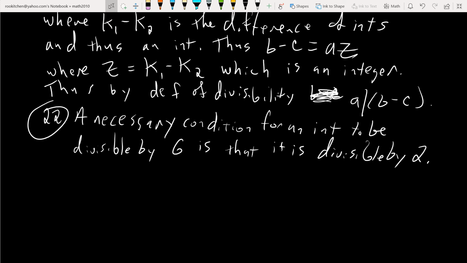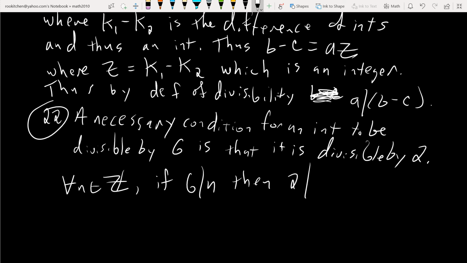In the previous problem, I don't think I bothered transforming it into a symbolic form. Here it's necessary because you need to ferret out what that necessary condition does to the implication. Is it going to go forward or backwards? You probably have to look back in the book to remind yourself how it works. But the way it works is this: for all n and z, if 6 divides n, then 2 divides n. And this is what we want to prove.